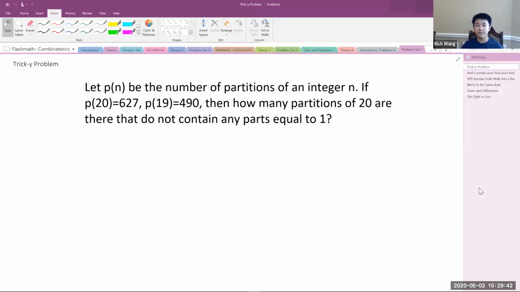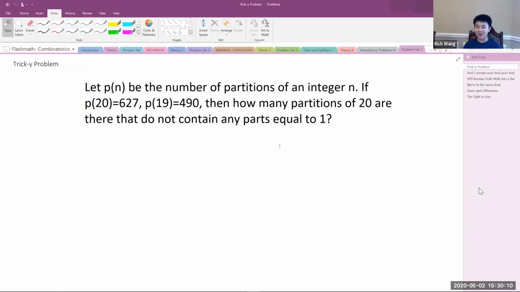Let P of n be the number of partitions of a number n. If P of 20 is equal to 627 and P of 19 is equal to 490, then how many partitions of 20 are there that do not contain any parts of 1? I'll give you guys about 10 seconds to think about it while I quickly explain some stuff. As you can see, I very nicely gave you the number of partitions of 20 and the number of partitions of 19 because I knew that you did not want to have to write out every single partition.